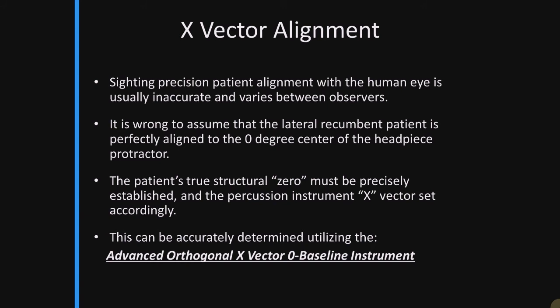Sighting the patient's alignment with the human eye is usually inaccurate, and it can vary between observers. We don't want to make any assumptions as to where the patient's positioned. Their true structural zero should be precisely measured using the advanced orthogonal x vector zero baseline instrument.